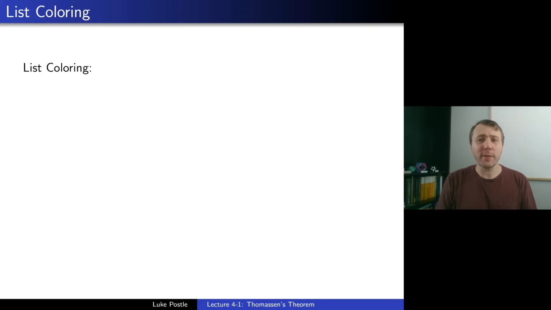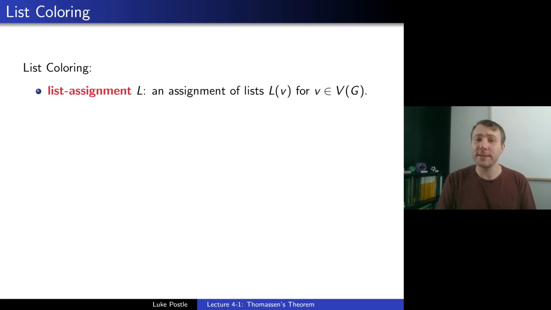This theorem is about list coloring, which we talked about last week. To remind you, list coloring is a generalization of coloring where we talk about list assignments, L, which is an assignment of lists L(v) to the vertices v of a graph G. A k-list assignment is an assignment where all the lists have size at least k.